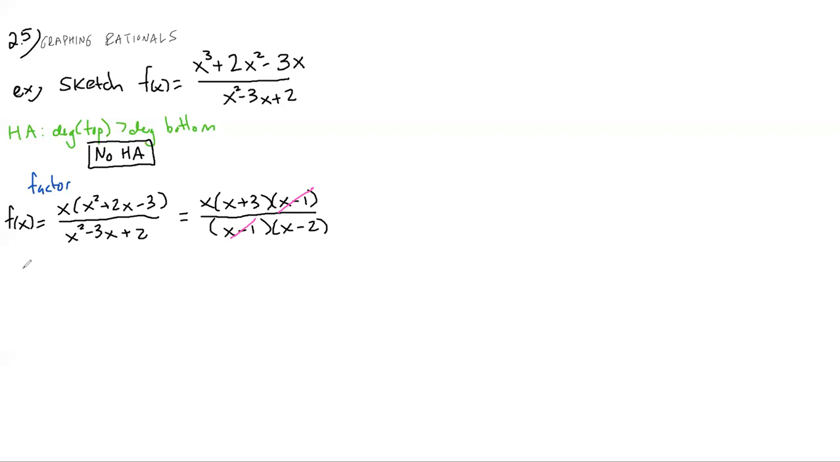So I'm going to write this one out in purple. So there's a hole at x equals 1. And the y value that goes with it is going to be found by plugging the 1 into that simplified version. So y is going to be equal to 1 times 1 plus 3 over 1 minus 2. So that should be minus 4. So the hole is going to be at the coordinates 1 and minus 4.